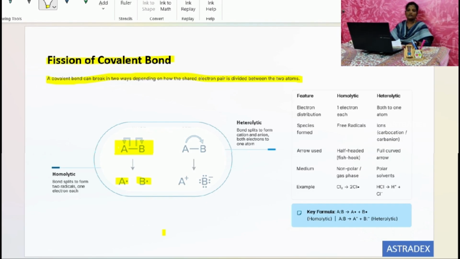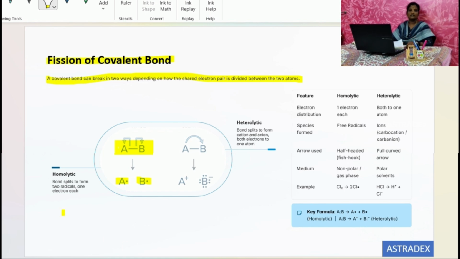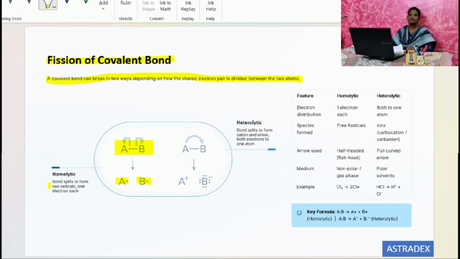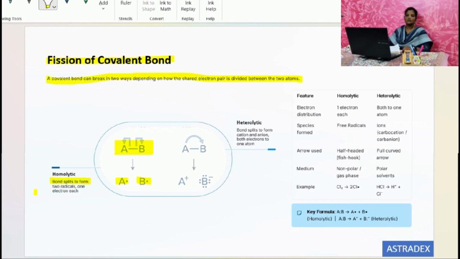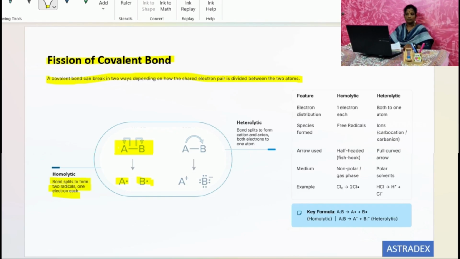An atom which takes one electron, we are going to call a radical. Here you can see by means of homolytic fission, the bond splits to form two radicals, one on each atom. One electron is present on A and another electron is on B.